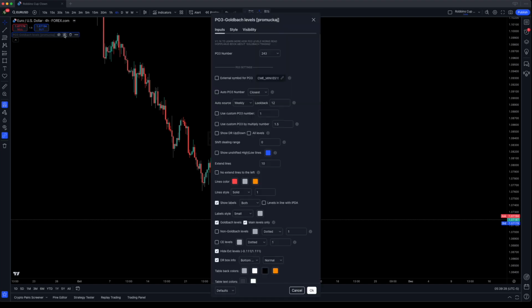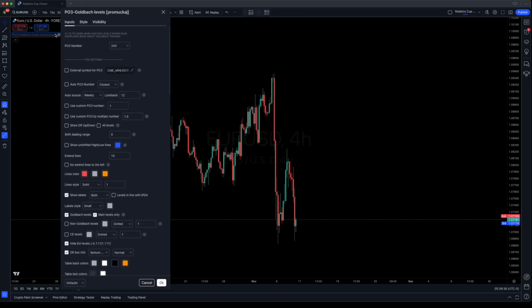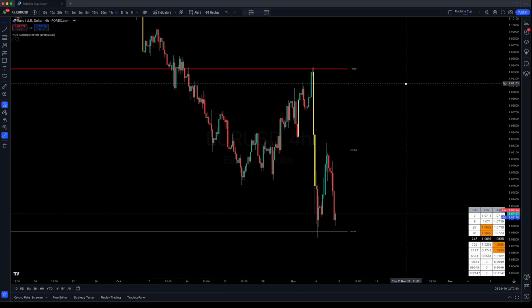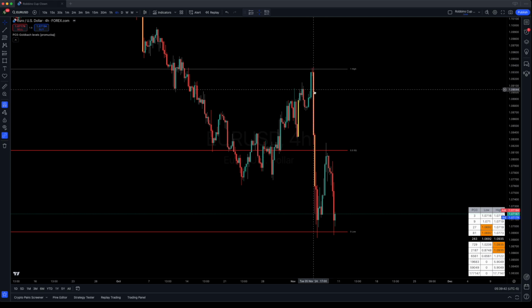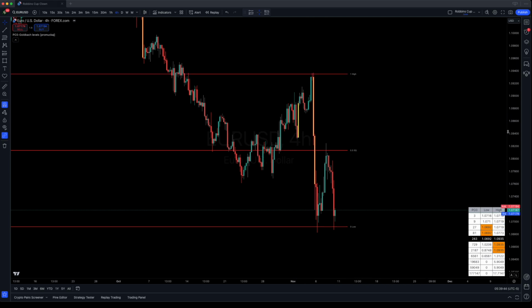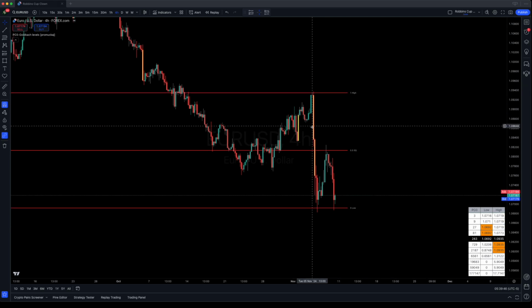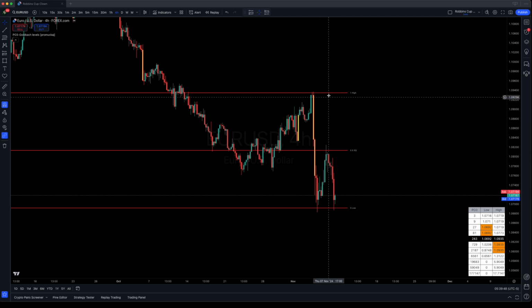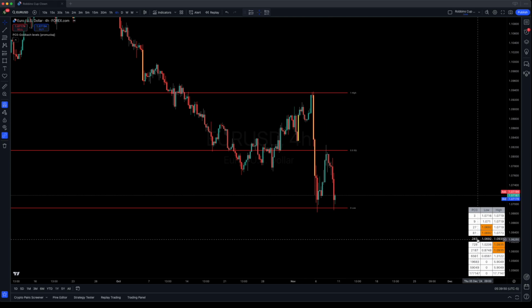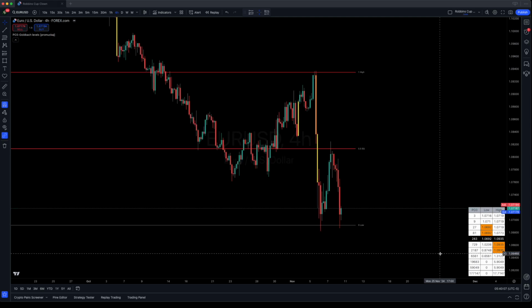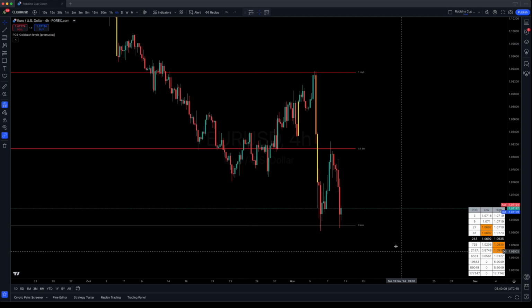Let's configure it. For EURUSD on the 4-hour time frame, you probably want to stick to the 243 power of 3. So if we switch this on, you'll see that this impulse leg was exactly a Goldbach dealing range using the 243 on the 4-hour time frame. I've simplified the view of the indicator so we can build it up together.